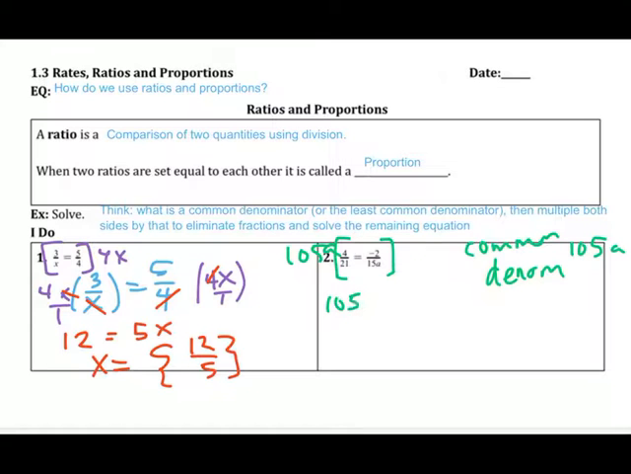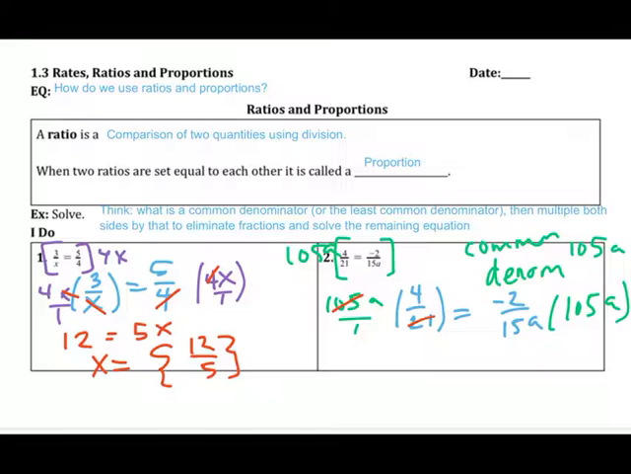So I'm going to write 105a over 1 since I have fractions. That's going to make things a little bit easier. 105a times 4 over 21 equals negative 2 over 15a times 105a. And now we're going to simplify. So 105 evenly divides by 21. That's a part of the reason that's our common denominator. 105 divided by 21 is 5.